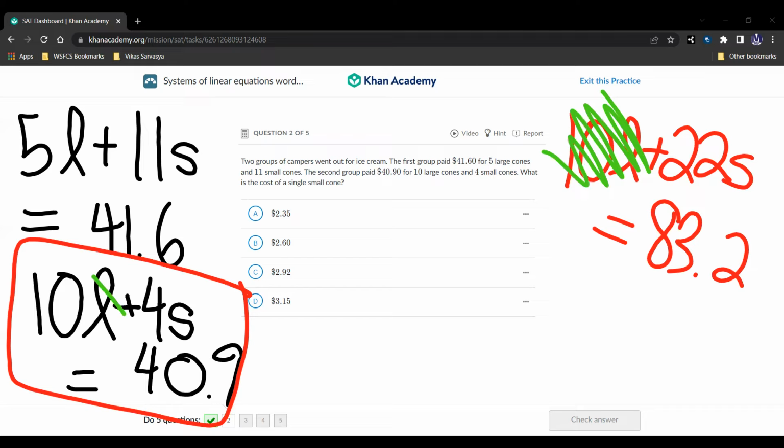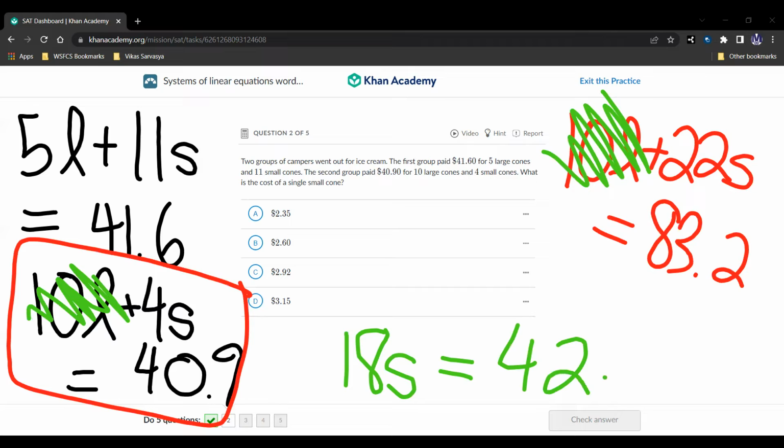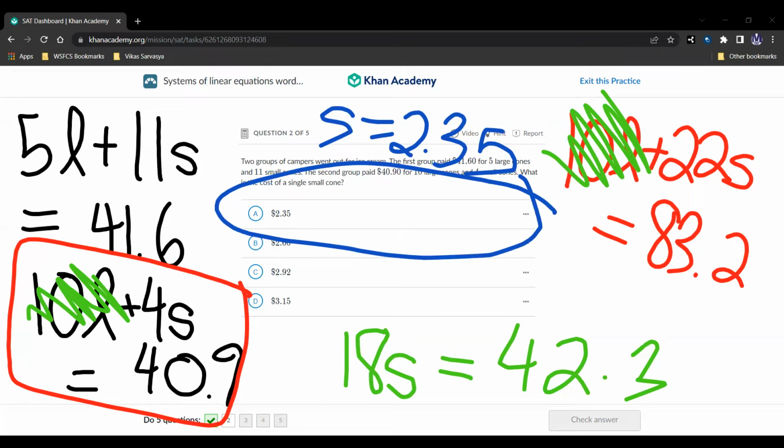these cancel out with each other, and we're left with 18S equals, you can bust out the calculator, and we get 42.3. Then we divide by 18 to get the cost of one small cone, and that's going to be $2.35, which is answer choice A, the cost of one small cone. And we are done. Let's move on to the next question.